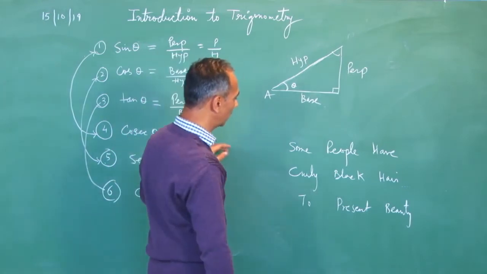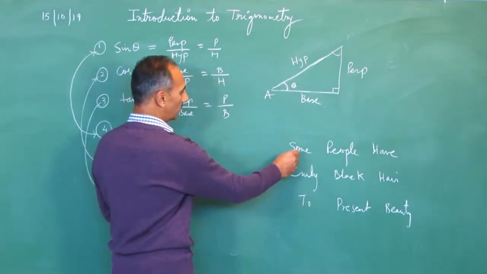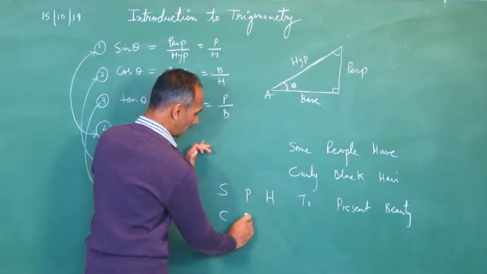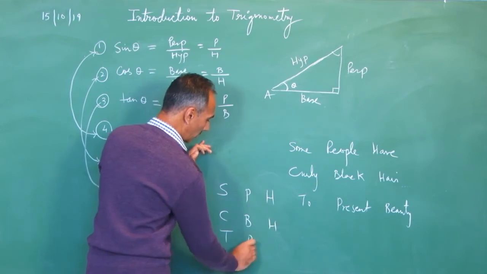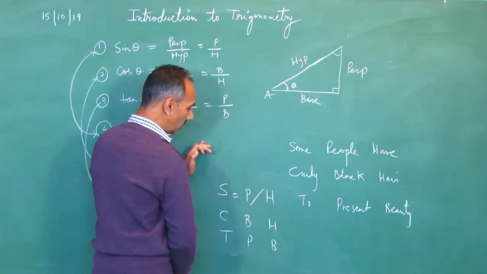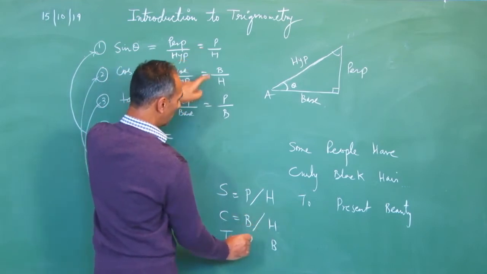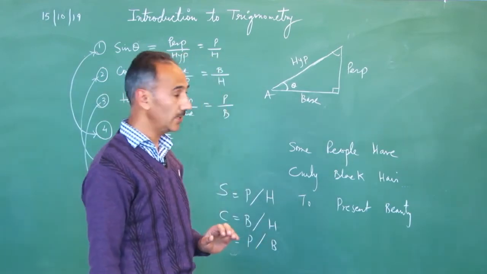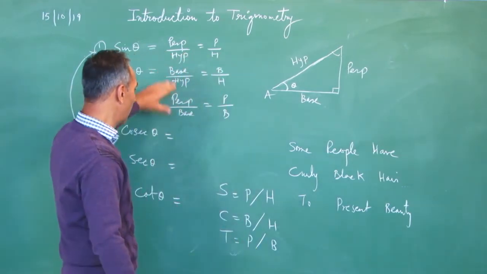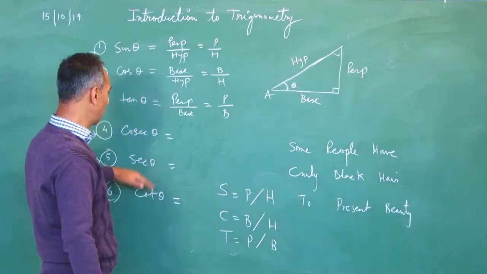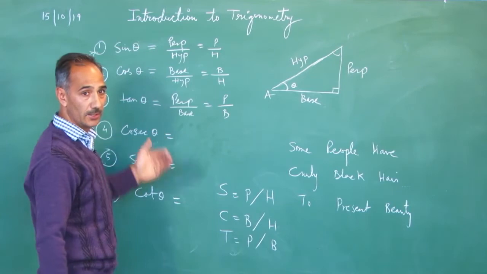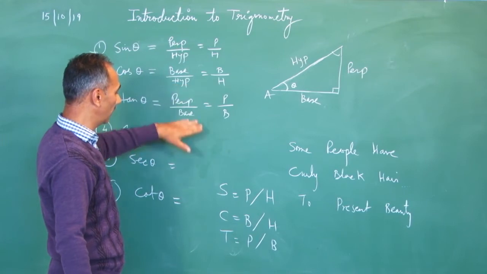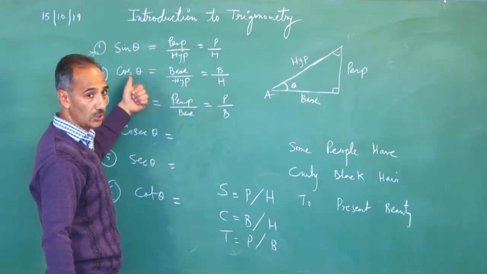Some people have curly black hair to present beauty. Now this will give you, S stands for some. So some people, in short, write this. Some people have C, curly black hair to present beauty. That means your sine is P by H, your cos is B by H, and your tan is P by B. This way you will be retaining the value of these three t ratios. And the remaining three, as I said, have a relation. They are related with these three. So as you retain some people have curly black hair, that way you will retain the value of sine, cos, and tan.